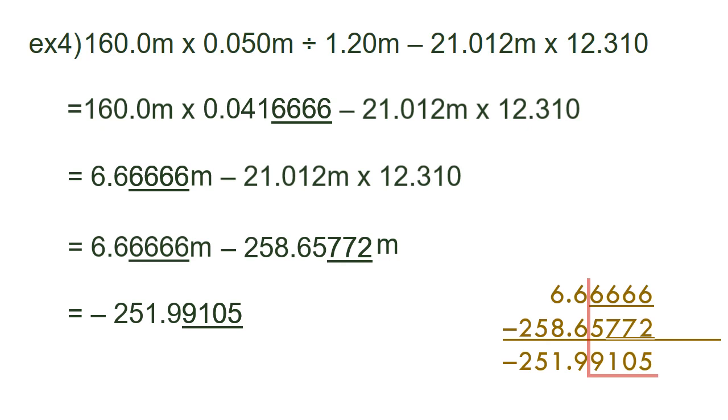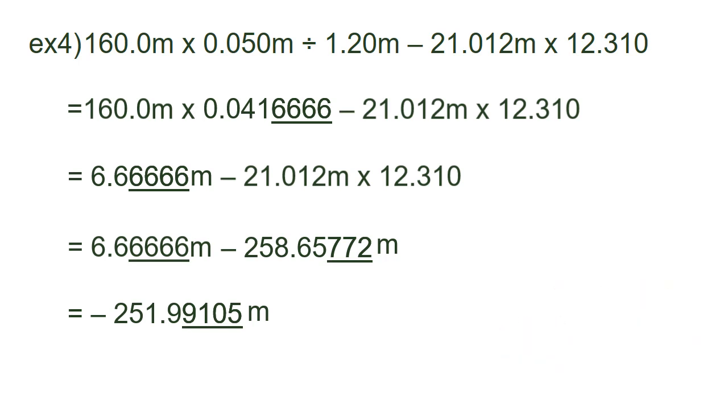So in the end, my significant figures are 251.9, which I'm going to have to round up because I'm dropping 9105. So 2519 becomes 2520. Unit-wise, we'll add meters, subtract meters like we said, and that will give us meters. So my final answer is negative 2.520 times 10 to the 2 meters.